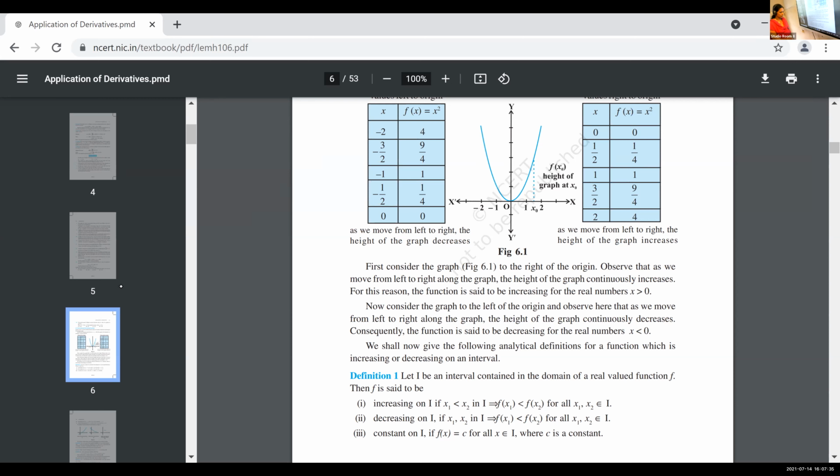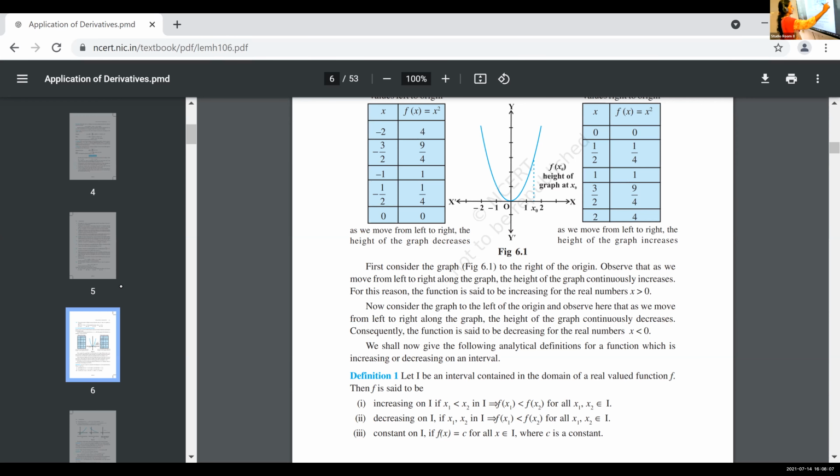See children, here you should change the notation. x1 is less than x2 implies f of x1 is less than f of x2. For the second case, decreasing on I if x1 is greater than x2, f of x1 is less than f of x2. And constant if f of x is equal to c. We can say the function is constant if the f of x value is constant everywhere.